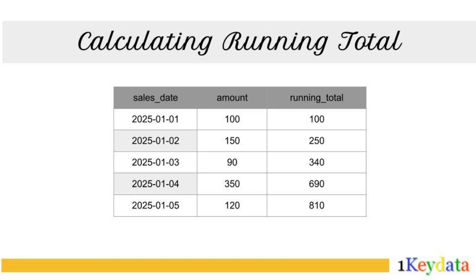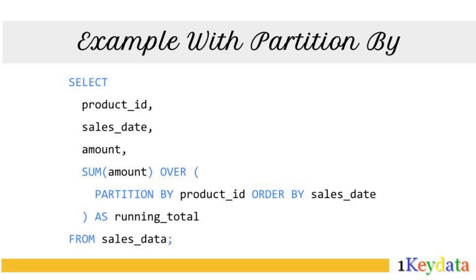For example, let's say if your sales data table also has a column named Product ID, and you want separate running totals for each product ID. Here is the query you would use. Notice the presence of Product ID in both the select clause and the partition by clause.